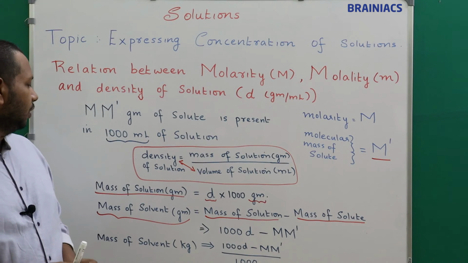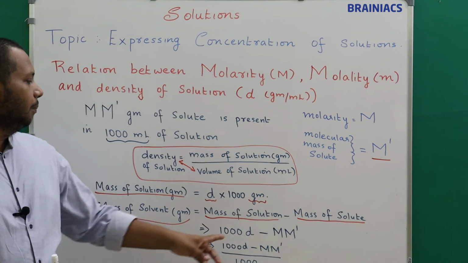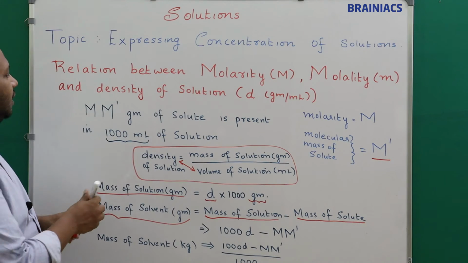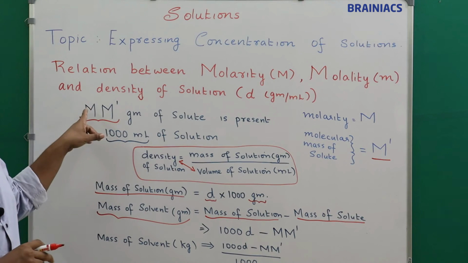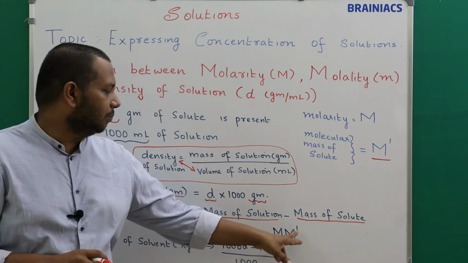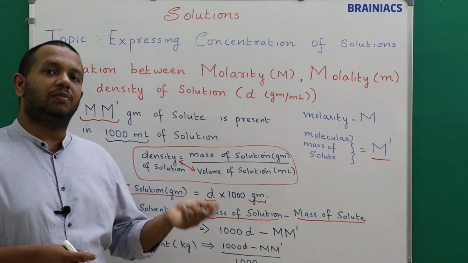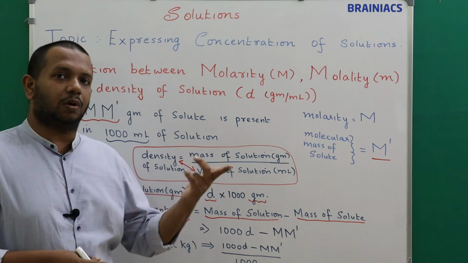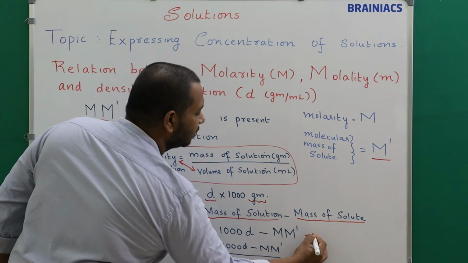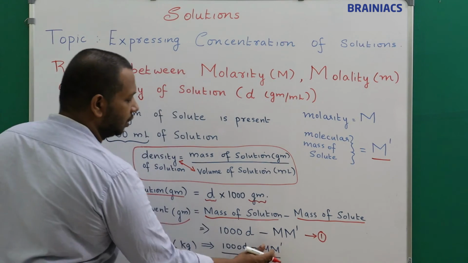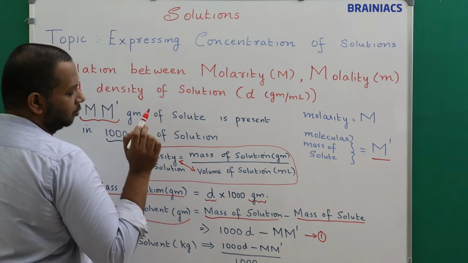And we already found out what is mass of the solution. That is nothing but 1000 into D gram, minus mass of the solute. We already calculated in 1000 ml of the solution the mass of the solute present: that is M into M dash gram. Now I got mass of the solvent in gram only. But to find molality we need to represent that in kilogram. So to convert that into kilogram, divide this equation by 1000. So you will get 1000 into D minus M into M dash divided by 1000.